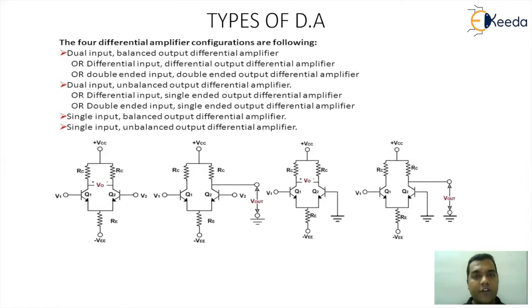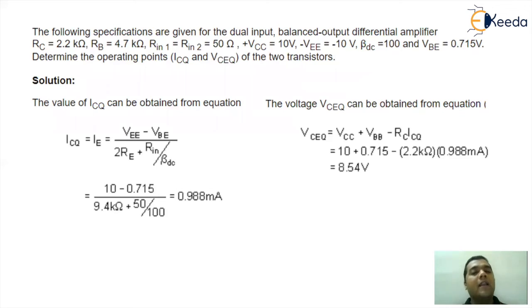Obviously, when we go for the differential amplifier, we can go for analysis in the AC as well as the DC. So let's take a small question. The following specifications are given for a dual input balanced output differential amplifier, the first differential amplifier that we have seen, with two input points and two output points. The value of RC is 2.2 kilo ohm. The value of RB is 4.7 kilo ohm. Rin1 and Rin2 are equal to 50 ohms.